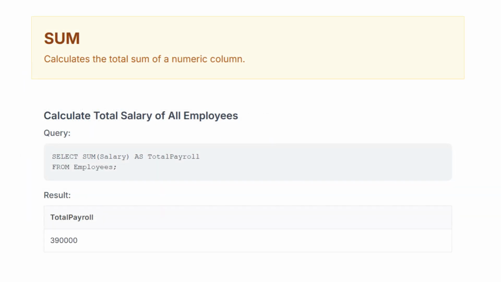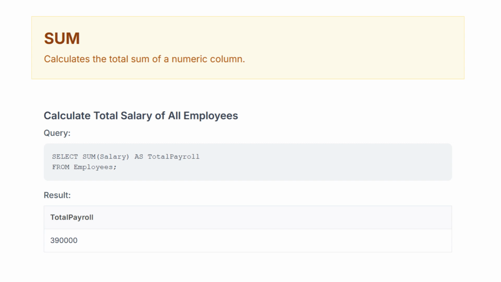The sum function does exactly what you'd expect. It adds up numeric values. But its applications in business analytics are far more sophisticated than simple addition. The syntax is elegant, sum followed by the column name in parentheses. Remember, sum only works with numeric data types. You can't sum text fields.